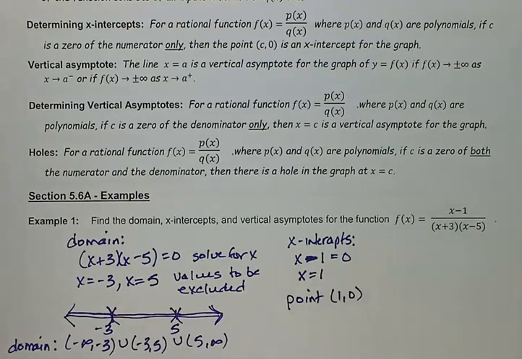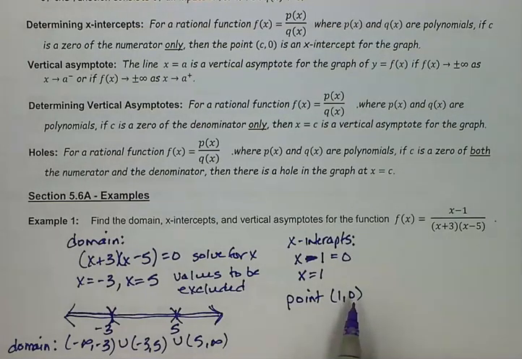(1, 0). And just like we saw with our polynomial graphs, this means that the graph is going to cross or touch the x-axis there. And in fact, this is the only place that the graph can cross or touch the x-axis.